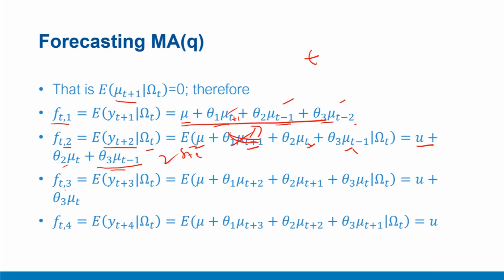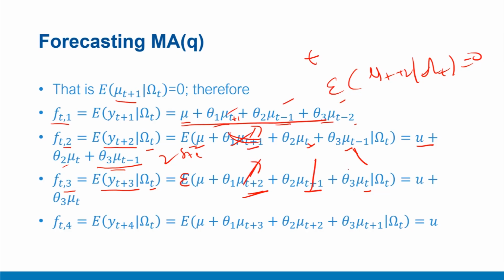In a very similar fashion, for the 3 step ahead forecast, we will take the conditional expectation of y t plus 3 given information omega t. So we add another plus 1 in the subscript here: mu t plus 2, mu t plus 1, and this will become mu t itself. Now, when we take this expectation, please note mu t plus 2 is in the future, so its conditional expectation, using information up till omega t, is 0. This will be 0, and this will be 0 because they are in future. Only for mu t will the actual value be employed, and therefore we are left with mu plus theta 3 mu t. So this is our forecast for 3 steps ahead.